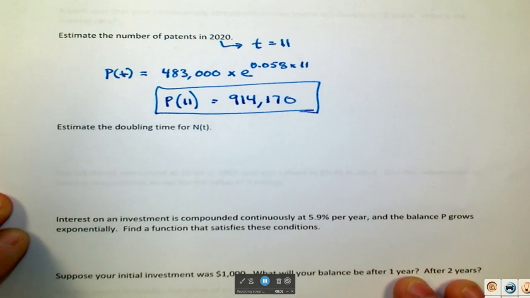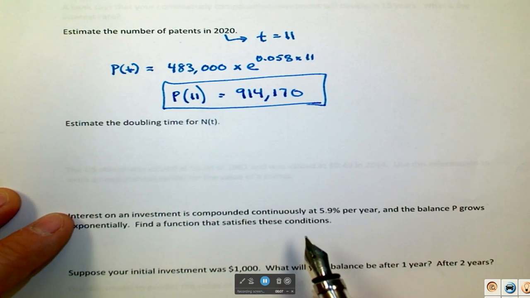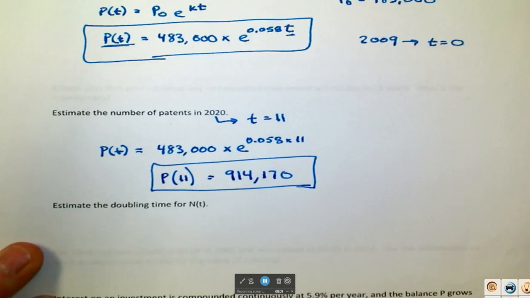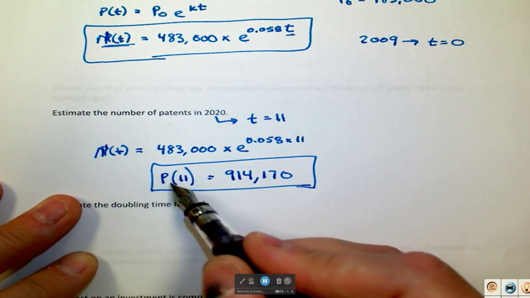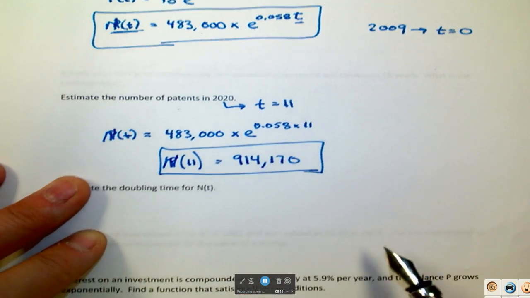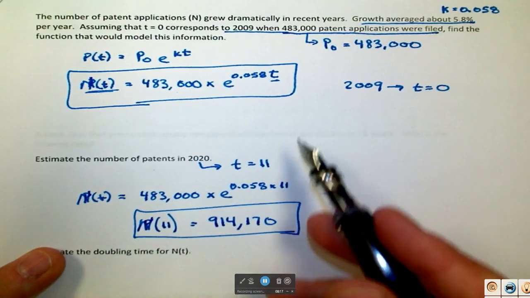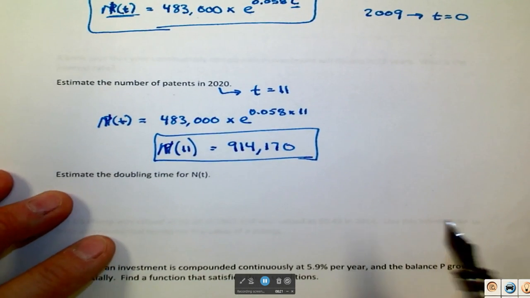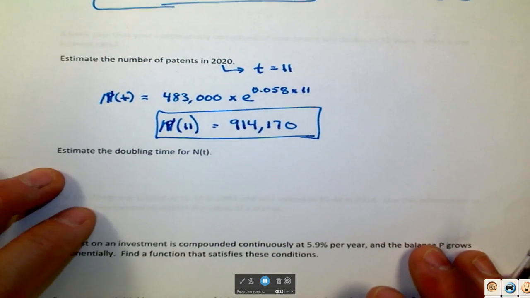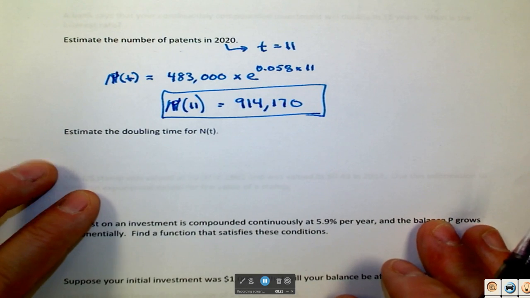Okay, now estimate the doubling time. Oh, oops. We should be using the letter N, not the letter P, right? Because the function is N. N is the number of patents, so it should be an N, not a P. But, again, just using the base model here. But it should be an N, since they told us that. Okay, so estimate the doubling time for N of T.